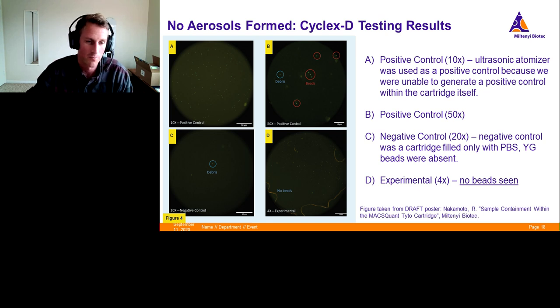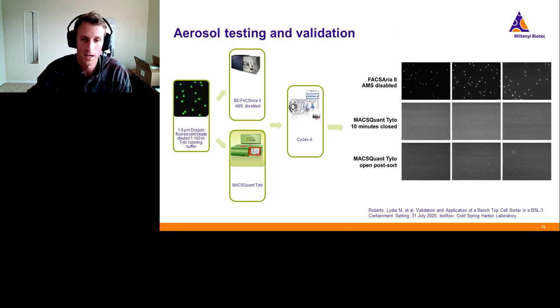So it felt really good when the Rocky Mountain National Laboratory ran a very similar experiment in their facility, trying to replicate this data. And they took fluorescent beads, and very similarly, they ran them on the Tyto and on their current system, which is a droplet-based sorter.